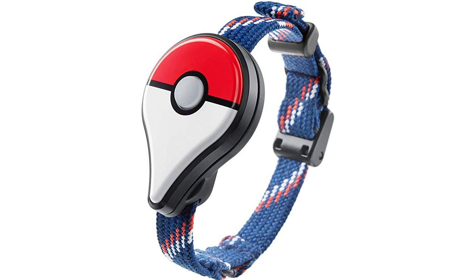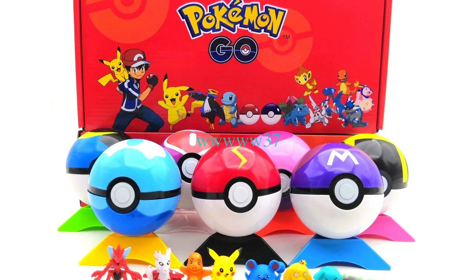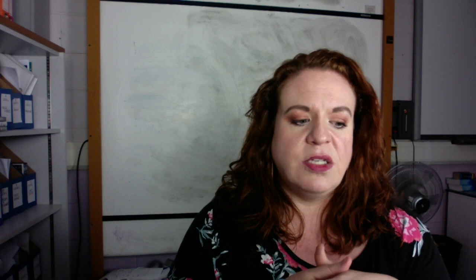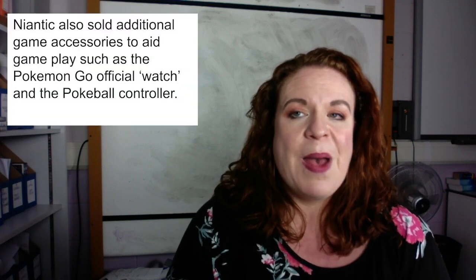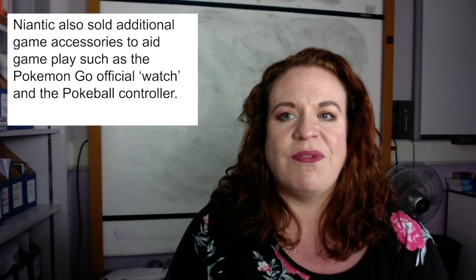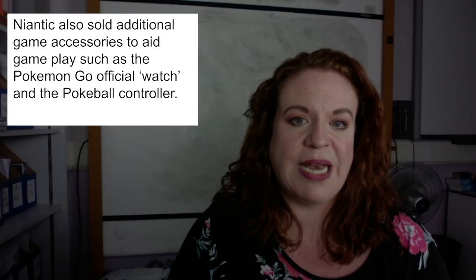There were some accessories you could buy as well. So you could buy a Pokemon Go watch, which you could wear on your wrist, and you didn't have to have your phone open all the time then, and it would buzz to tell you when Pokemon were nearby. So, quite expensive accessories. There was also a Pokeball, which you could use as a controller. So offering these additional accessories that are optional, but that might allow audiences to have what they feel is a more quality experience, is a good way of making money.